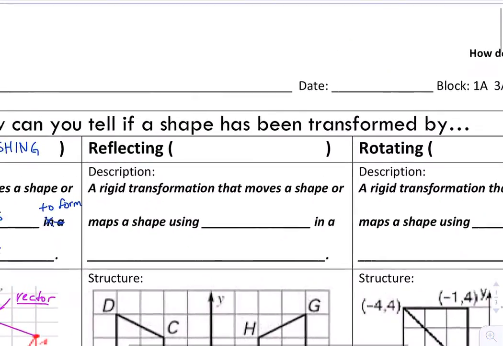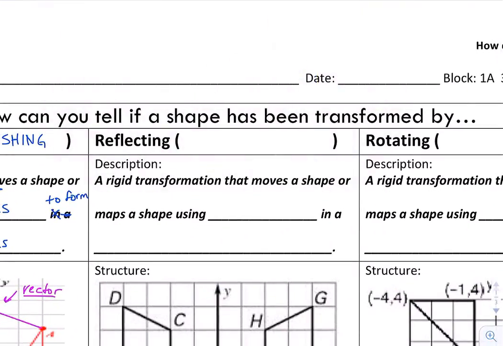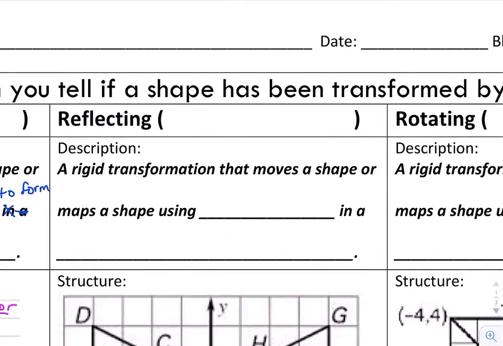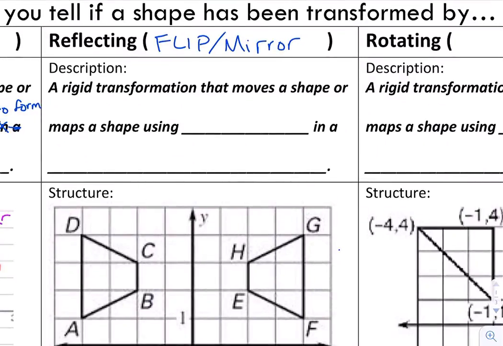Okay, let's talk about reflecting. So with reflecting, again, if you want to use a quick kind of term for it, reflecting just means a flip. Another way to look at it is a mirror. Okay, so if I want to describe this in words, it's again a rigid transformation because I'm not changing the object at all, that moves a shape or maps a shape using, in this case, a line of symmetry, or you can also call it a line of reflection. And again, let's change the verbiage here. A line of reflection to create.